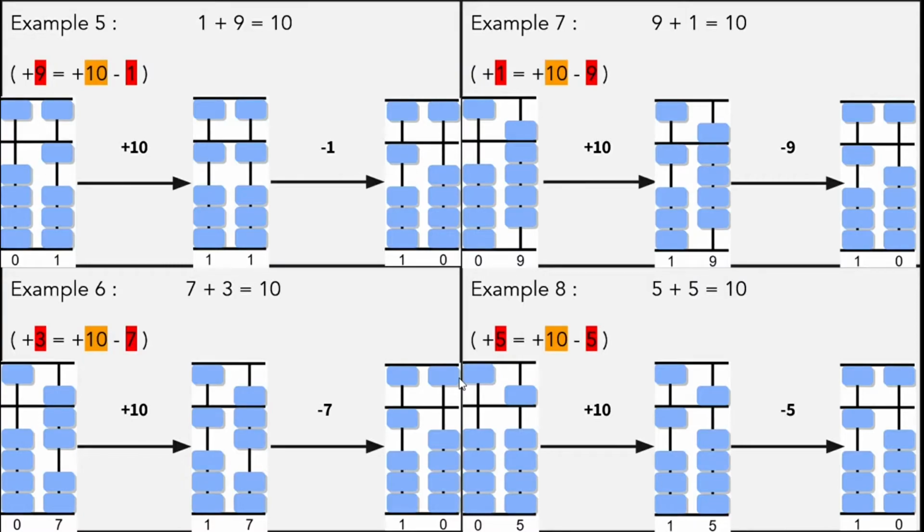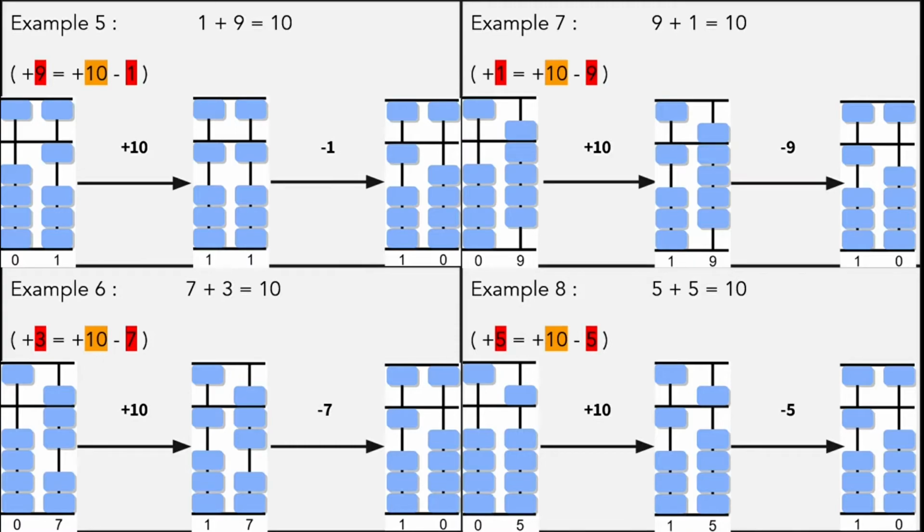So for example 6, we have 7 plus 3 equals to 10. Similar to the last example, we only have 2 1 bits left in the ones column. Therefore, we somehow need to work with the tens column. So to do that, we add the number 10 and then subtract it by 7. This is because plus 3 equals to plus 10 minus 7. By doing that, we are effectively adding 3. So this gives us the answer of 10.